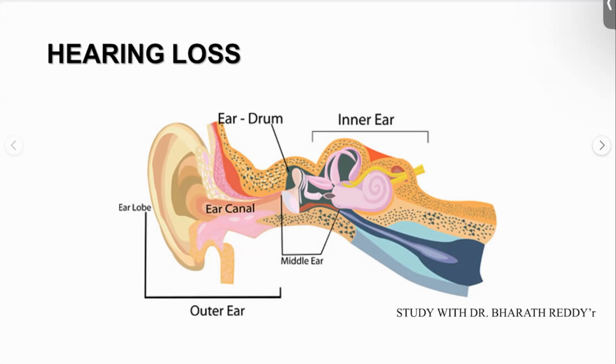Today we are going to discuss the ENT topic of the types of hearing loss and the tests that we can do, like Weber's test and Rinne's test. This is also one of the most important topics for your NEET PG and FMGE examination.